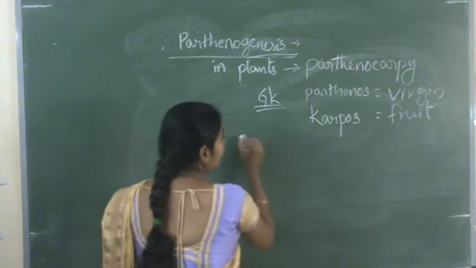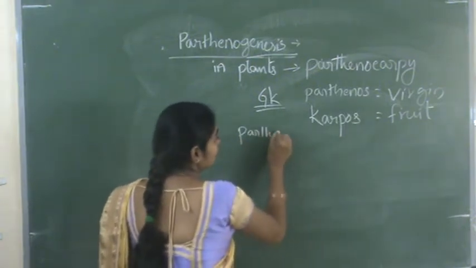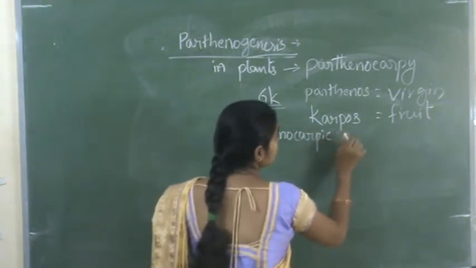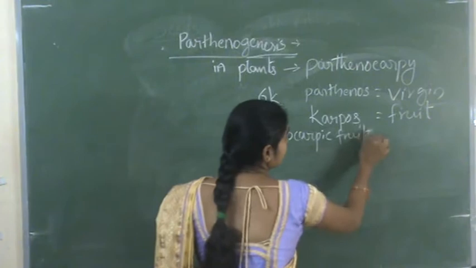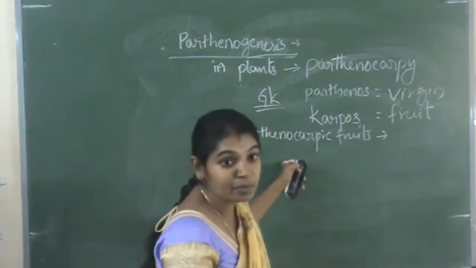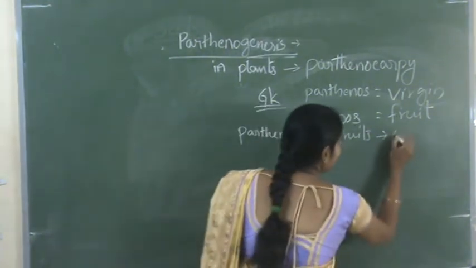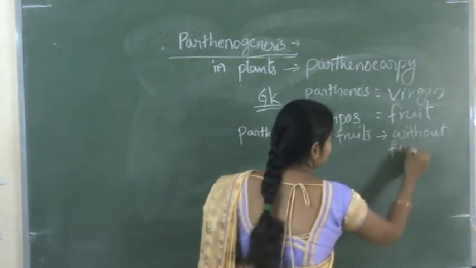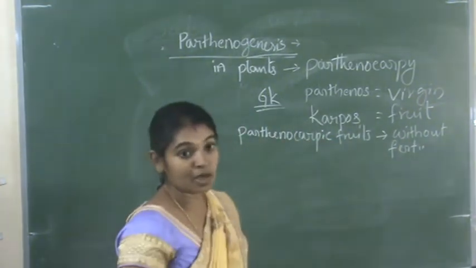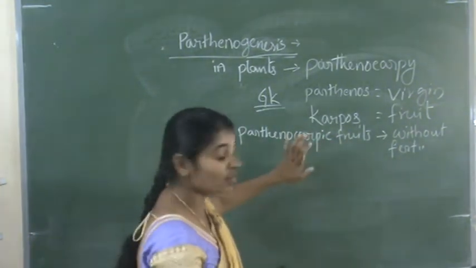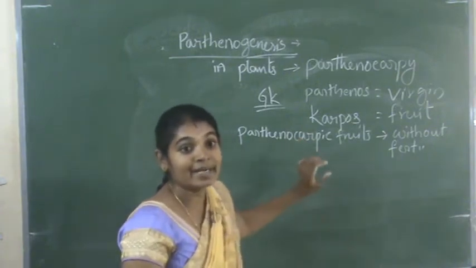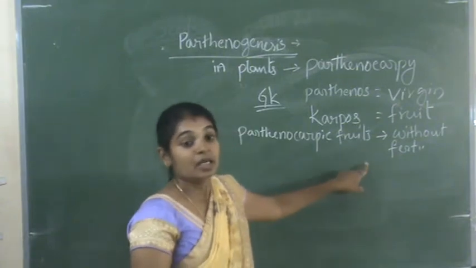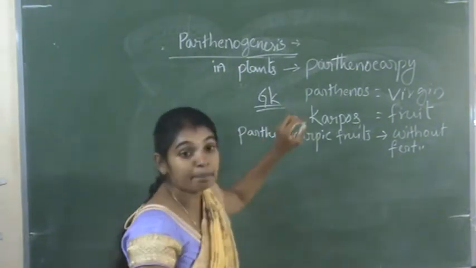Parthenocarpic fruits are developed without fertilization. It is very clear that the fruits are developed without fertilization of the gametes. Those fruits are called parthenocarpic fruits.